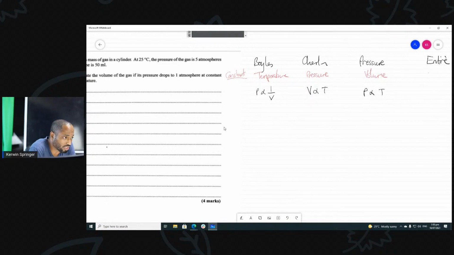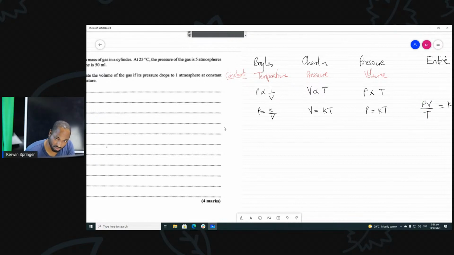If we had to get rid of all those proportional signs, we have to put a constant K: P equals K over V, V equals KT. These K's are not the same K; it depends on the gas and the conditions. If we need to combine everything, what is equal to a constant? Pressure times volume over T: PV over T equals a constant.